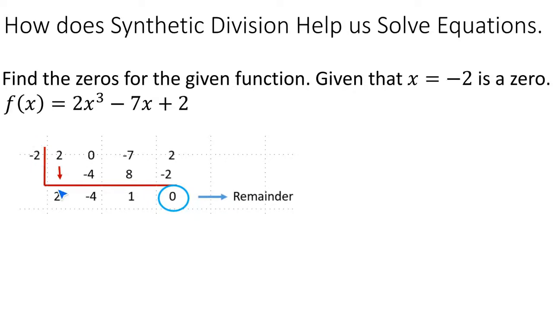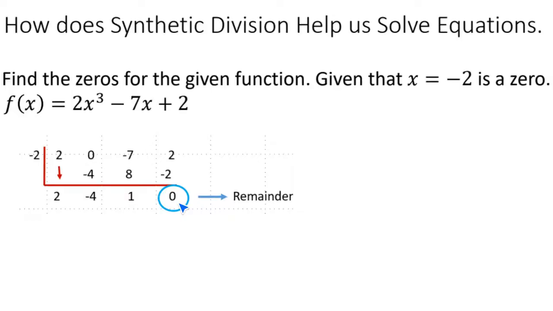So if I do my work, bring down the 2, times negative 2 is negative 4, plus 0 is negative 4, times negative 2 is positive 8, plus negative 7 is 1, times negative 2 is negative 2, and I end up with a 0. If you ended up with a different number, then you know that you did something wrong, because since they tell me that it's a 0, my remainder better be a 0. So that gives me the solution that x is equal to negative 2. That's one solution. But I need to find all the other solutions.